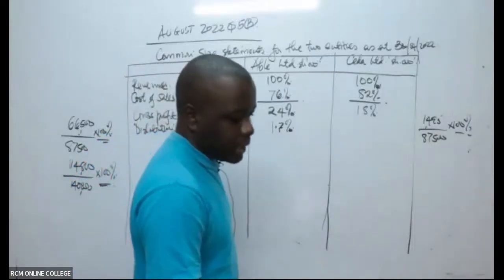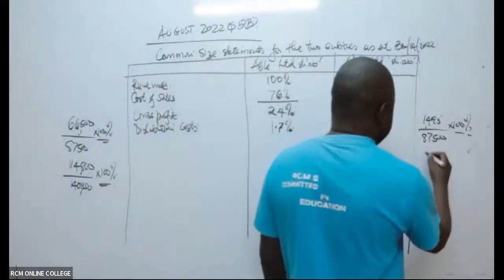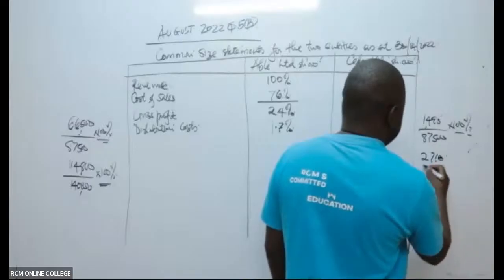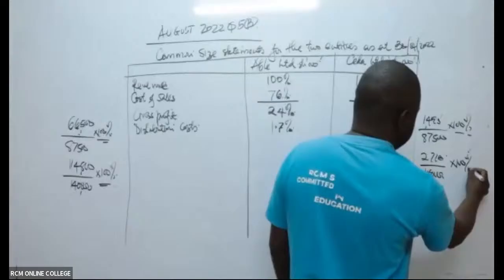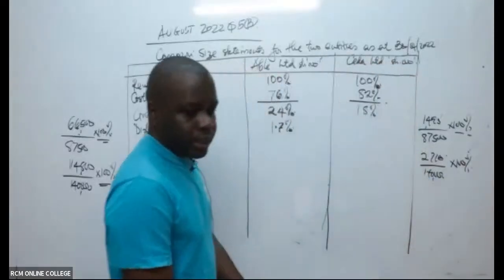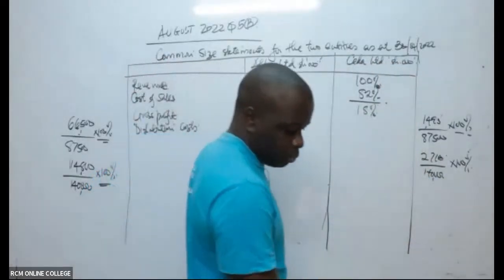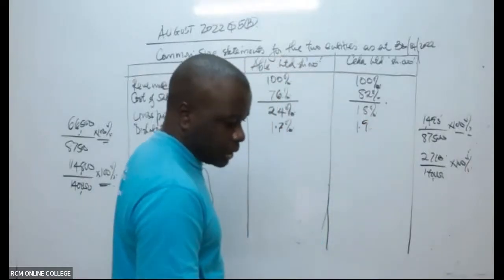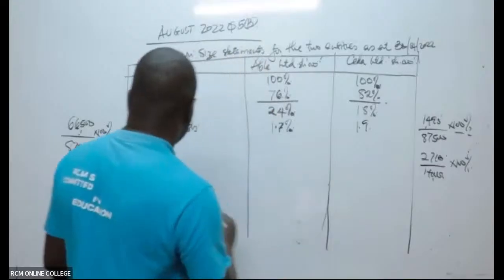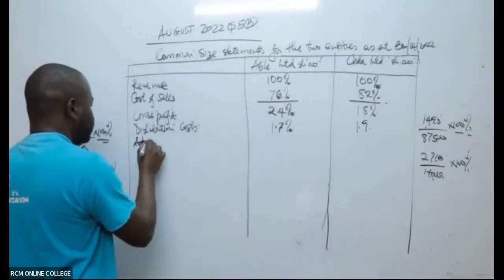What about the other side, for SEDA? For SEDA, you take 2710 over 140,000. You multiply by 100%. So you convert, and you get 1.9. Yes, 1.9. Then the next item is administration expenses.